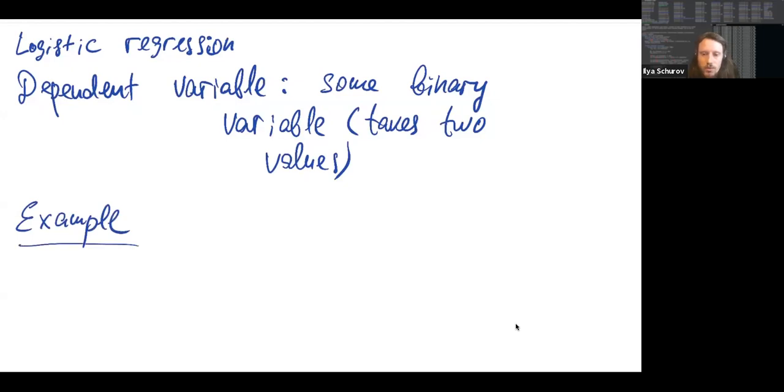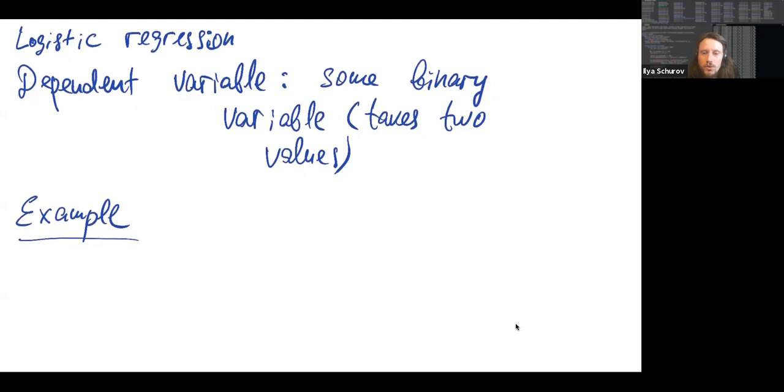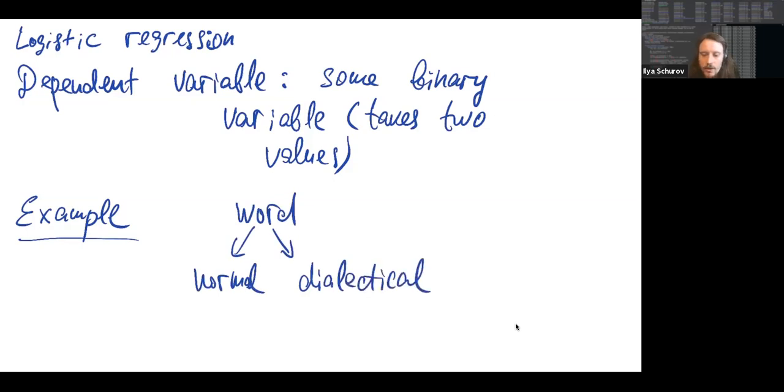For example, assume that we have some speakers, and we ask each speaker to use one of two possible forms of some word. For example, we provoke the generation of some text when this person should choose which word to use. And assume that we have some word that can be either normal or dialectical. And we are interested in the following question. Which factors allow us to select between these two forms?